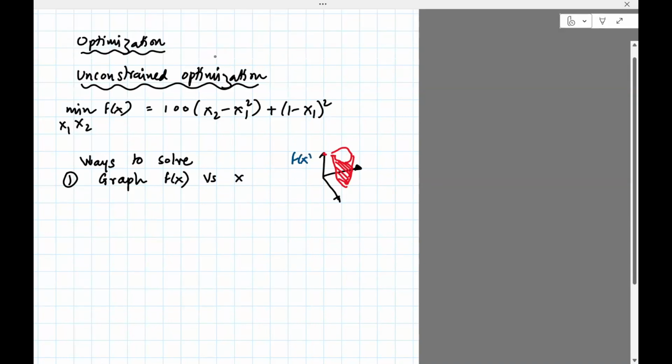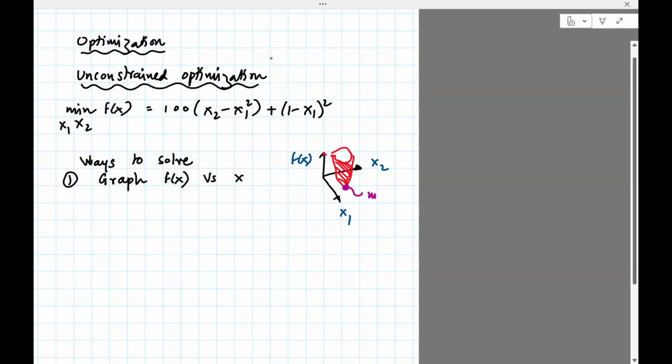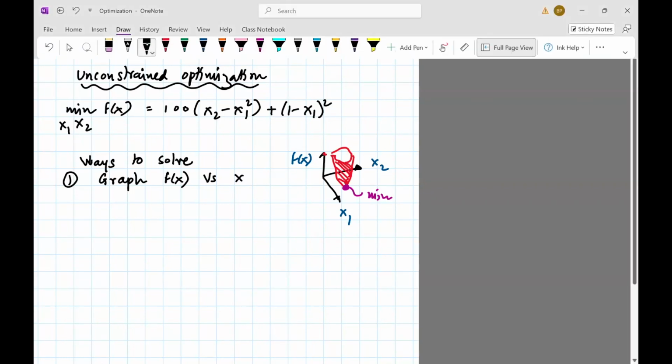This is f of x. This is x1. This is x2. And then when you look at the graph, since you're minimizing, this is the minimum. Right? So you can actually graph it and do this. But the problem with this approach is that you can only do it for 1 and 2 dimensions, right? If you go to 3 dimensions, that is, there's x1, x2, and x3, it's just very hard to plot this on a 3-dimensional graph.